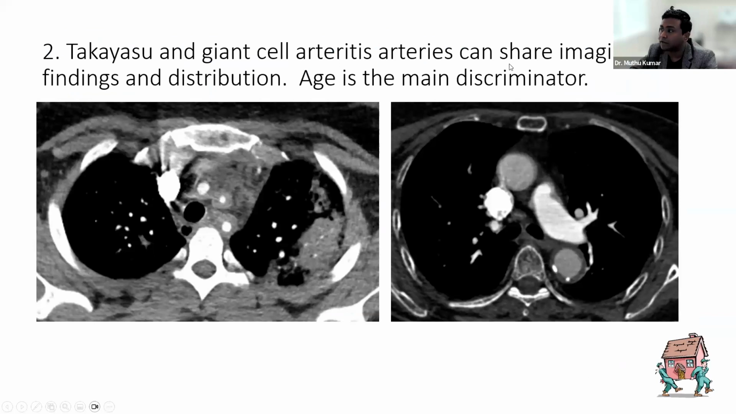Takayasu and giant cell arteritis can share imaging findings and distribution. Age is the main discriminator. If you see a 25-year-old male with a history of upper extremity claudication, and there is wall thickening in the aortic arch branches or the ascending or descending thoracic aorta, always think of Takayasu. If there is a patient who has a history of headache, raised inflammatory markers, and also some claudication pain, then you have to think of giant cell arteritis.